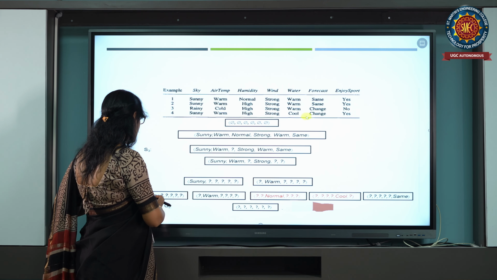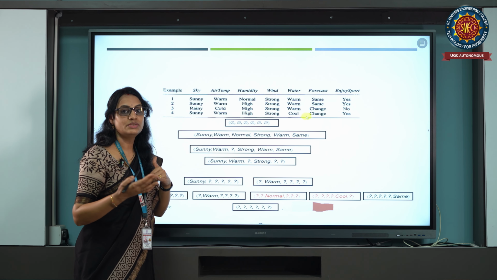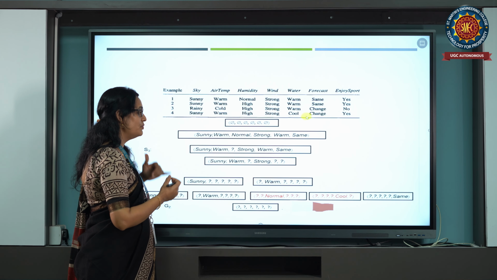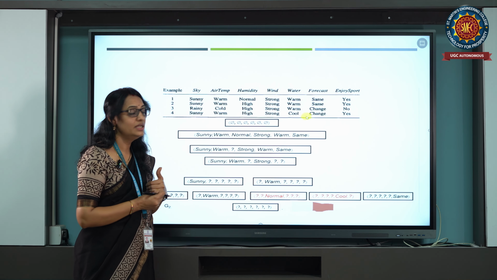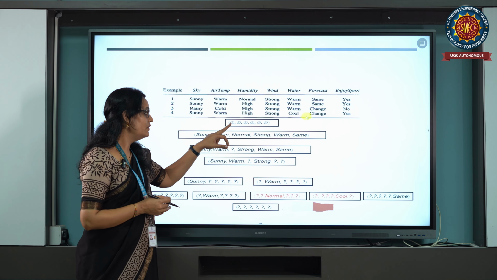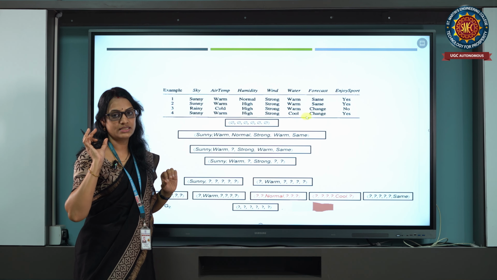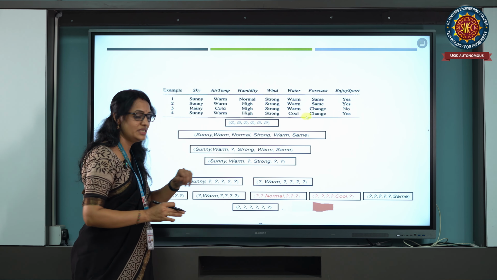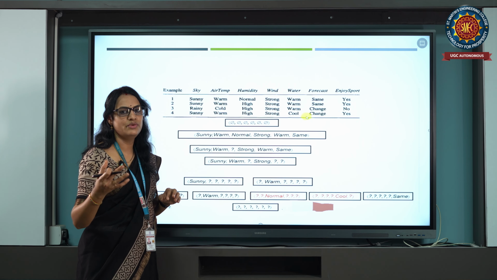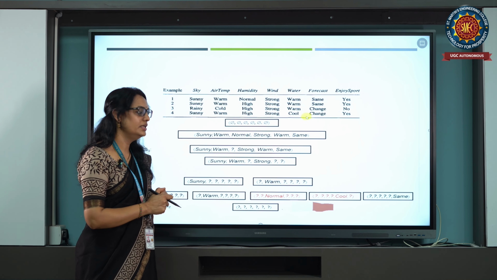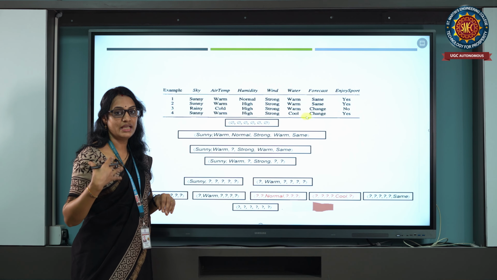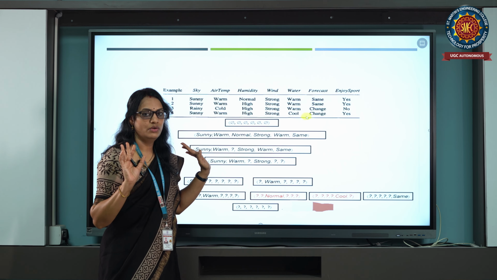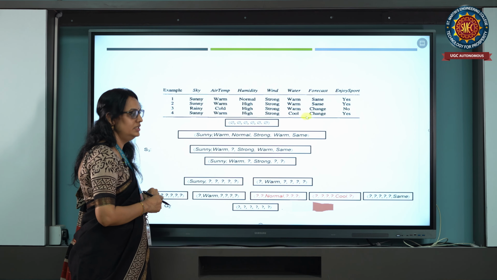Let's see. I'm going to initialize G naught and S naught. G naught is the most general hypothesis and S naught is the most specific hypothesis. The most specific hypothesis will not accept any value. The null value means it is not accepting any value. When coming to the most general hypothesis, the question mark means it is going to accept each and every value. If I am saying it is a specific value, we are not going to change any value there. So let us start with that algorithm.